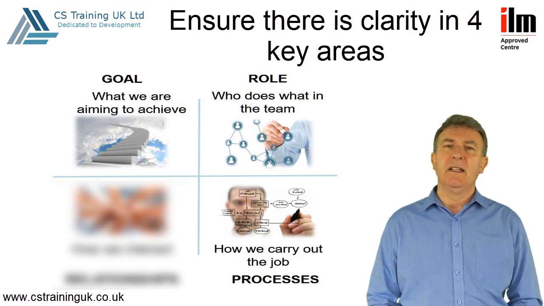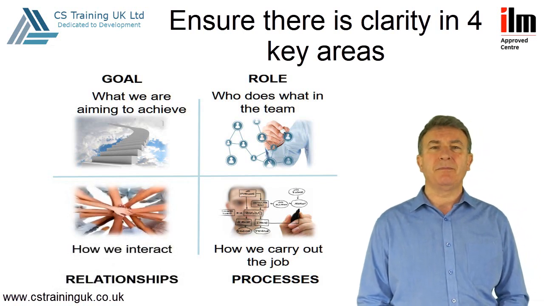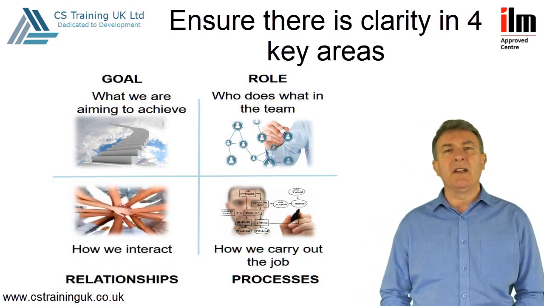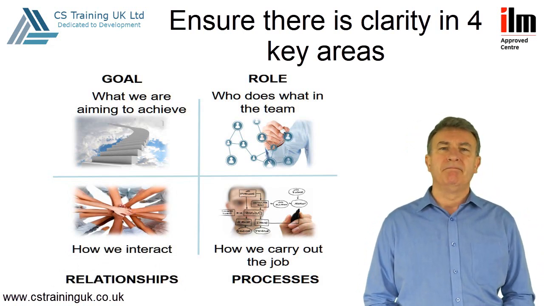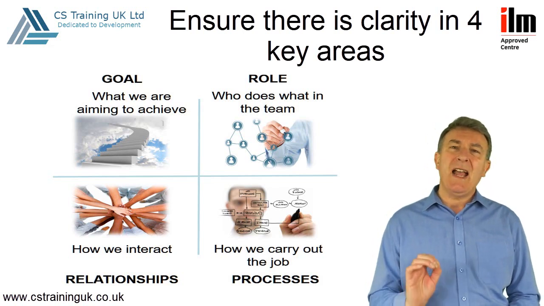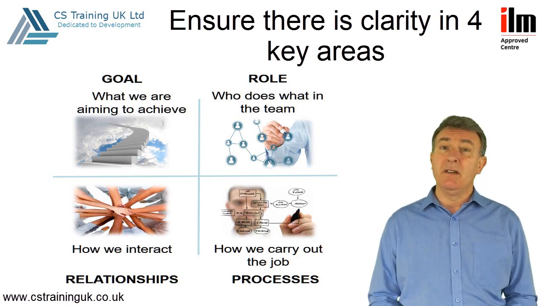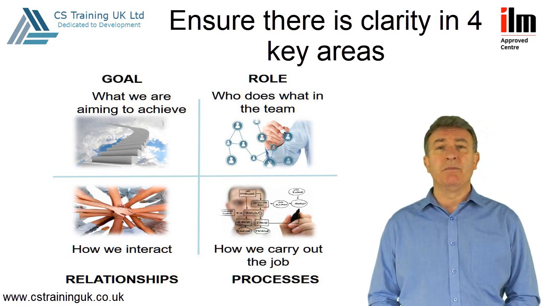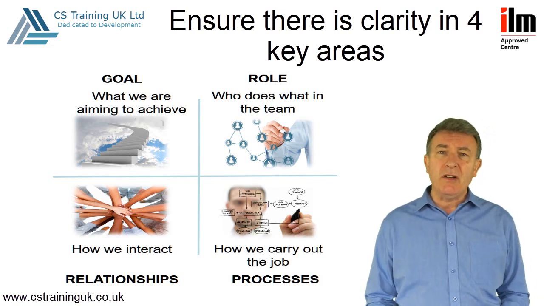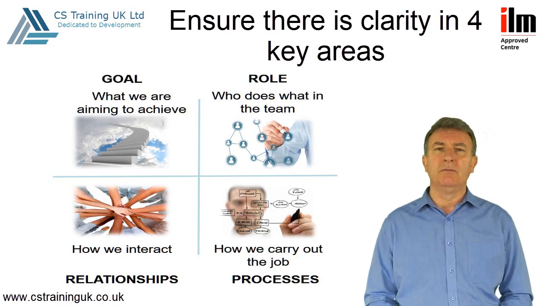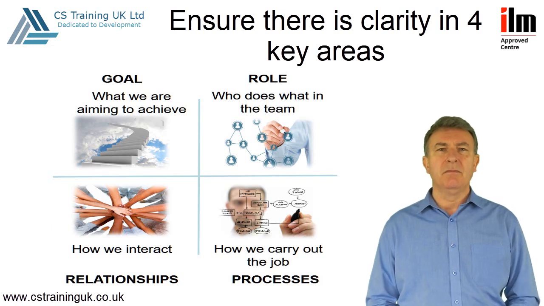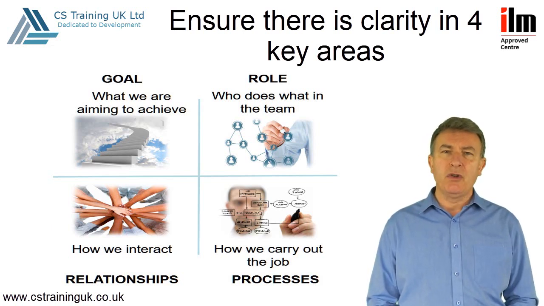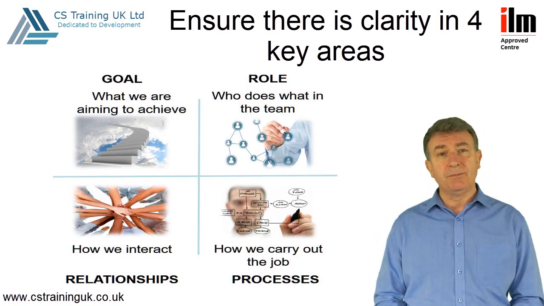And then finally, relationships. Now, often new managers think that relationships ensure performance. However, relationships can be excellent, but the team not necessarily be successful. It is generally thought that if a team has a common goal, people are clear with who does what in the team, and there is agreement about how the job is done, then relationships form by default.